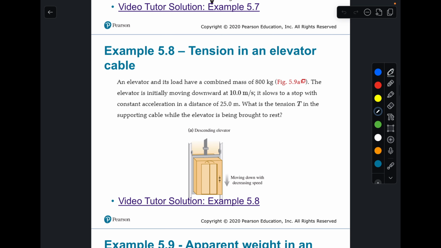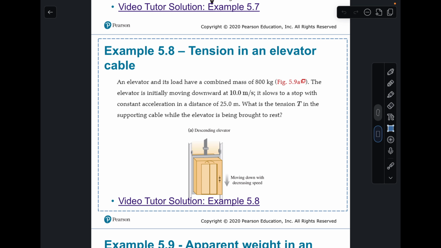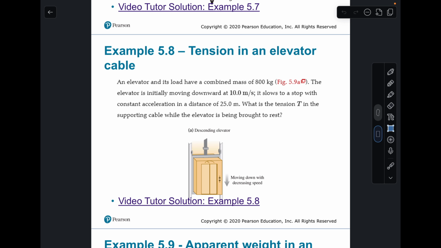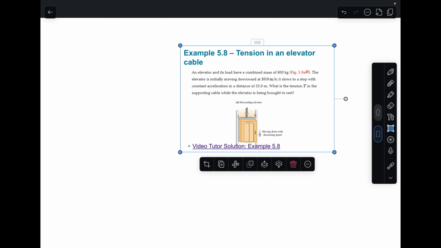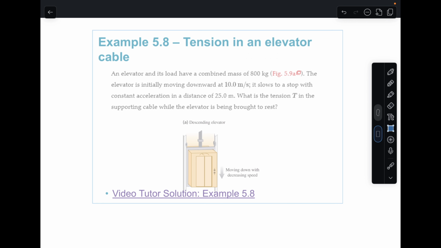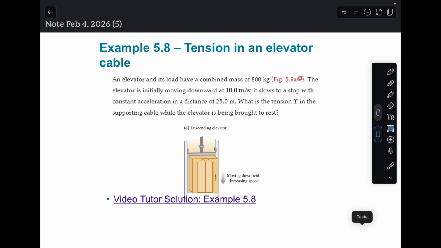So let's talk about elevators. Elevator problems are fun. They really test your conceptual knowledge of what it means to accelerate and decelerate and the signs of those accelerations. So imagine you're in the elevator, and you and the elevator weigh 800 kilograms. The elevator is initially moving downward at 10 meters per second, and it slows down to a stop.